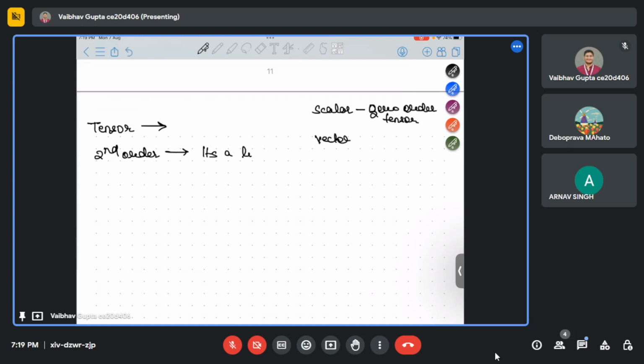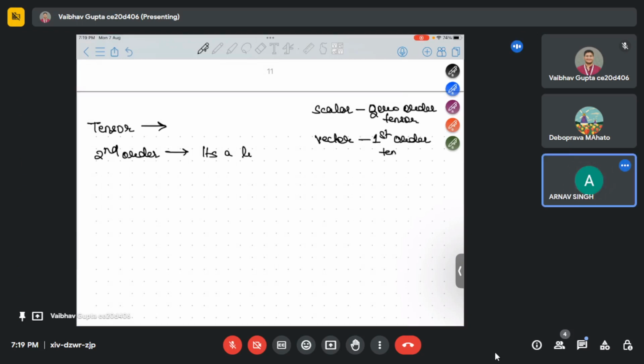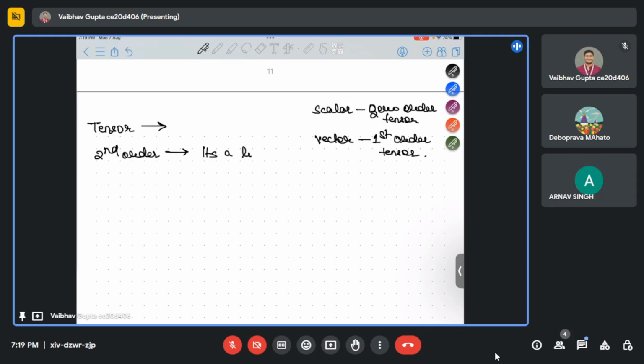Vector is a first order tensor. Okay sir. Now you say scalar is nothing but dependent on magnitude, which deals with magnitude only, like mass and temperature. These are all scalars. So what does magnitude mean? Why do you always say magnitude?